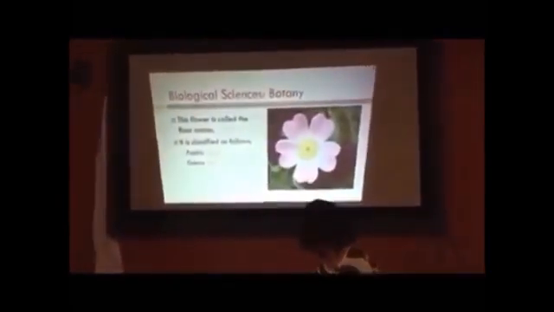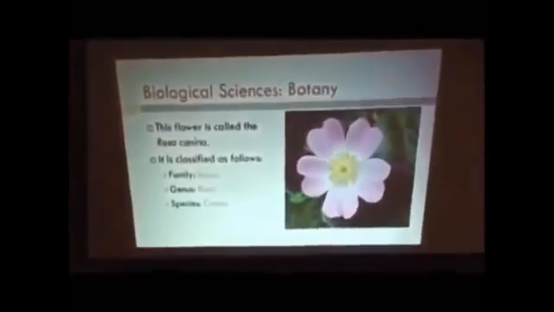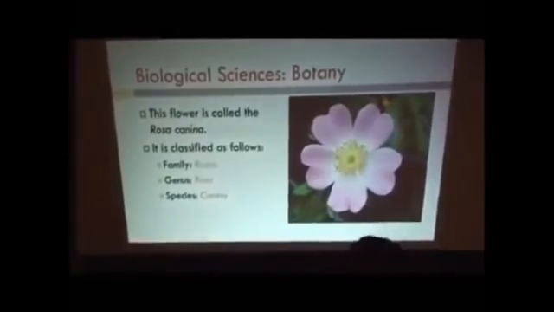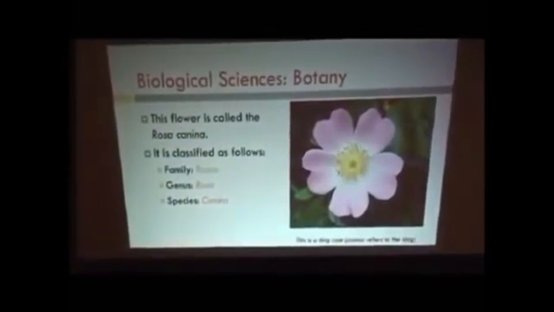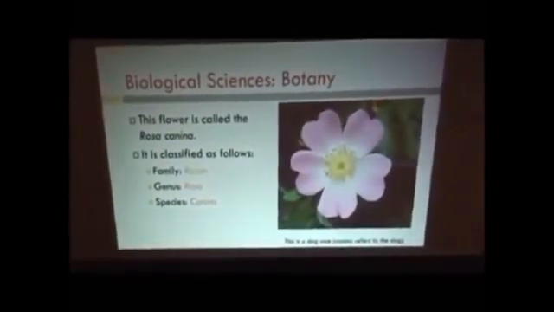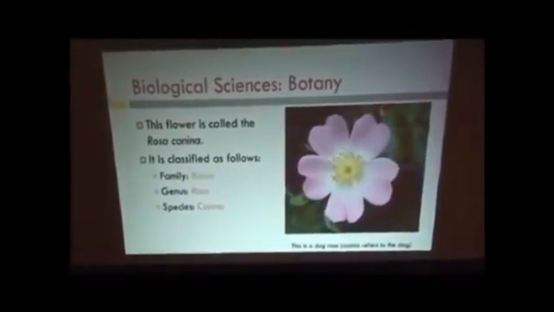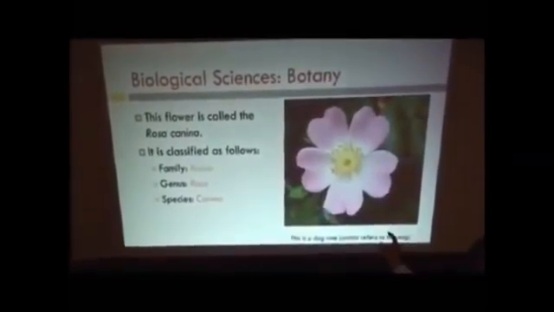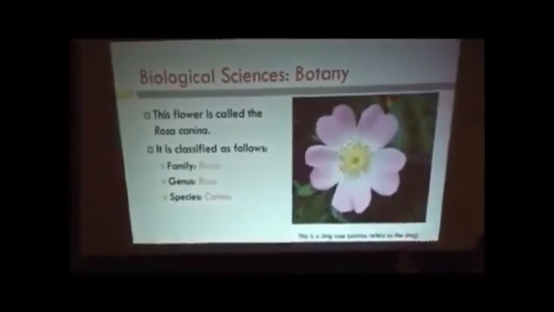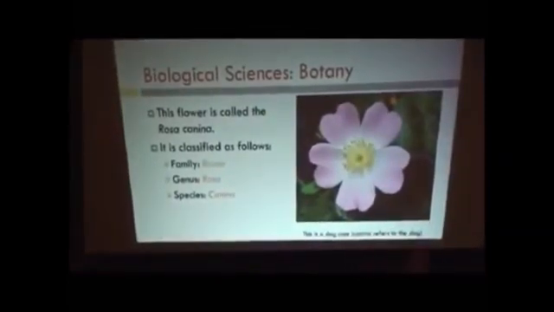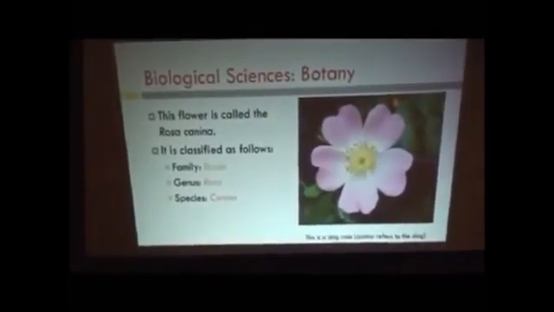So the family name is Rosa, the genus is Rosa as well, but the species is canina, which refers to a dog rose. And if you notice, the family has an AE at the end, where the genus does not. The family names always carry the AE at the end of it.